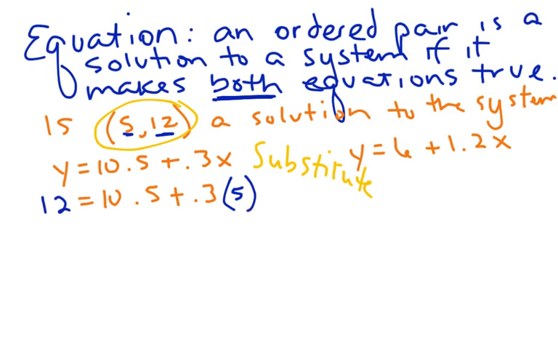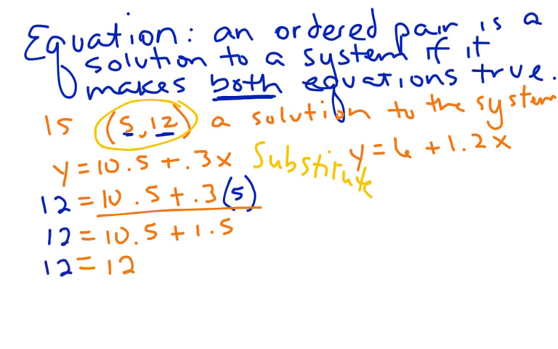Now, at this point, I'm going to go ahead and just work the problem. On this side of the equation, I'm going to simplify. I've got 10.5 plus 0.3 times 5 is 1.5, and 10.5 plus 1.5 is 12. Well, 12 is what I've got on this side, so I'm going to go ahead and bring that down. 12 does equal 12. This is a true statement. Okay, so far so good.